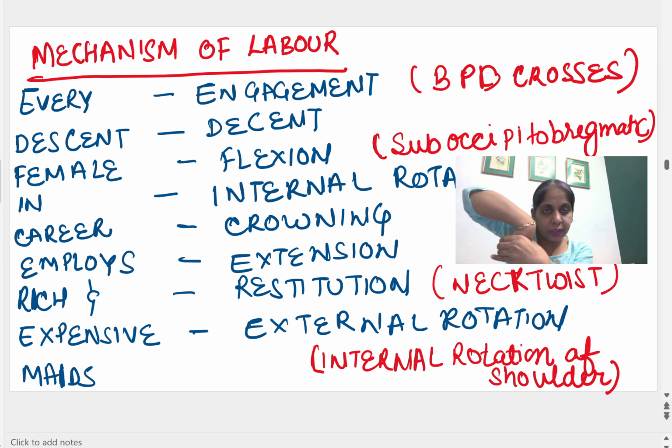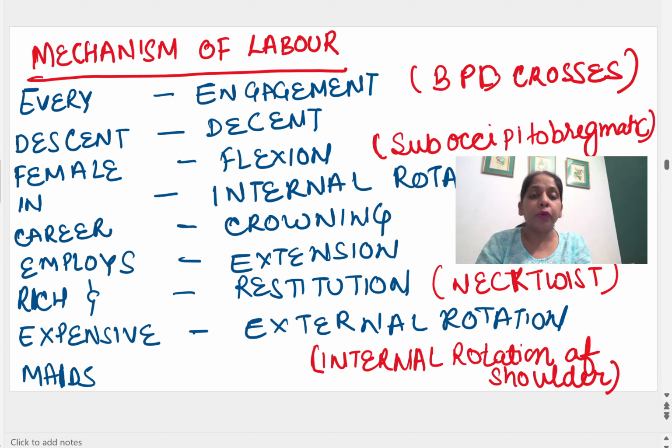Now as it goes to the ischial spine, the internal rotation occurs. The fetal head moves 1/8 like this. Now it will deliver by extension, then restitution will occur, and then external rotation. External rotation is nothing but internal rotation of the shoulders.